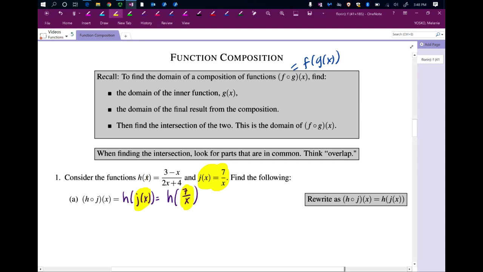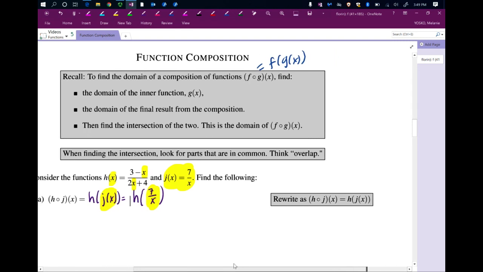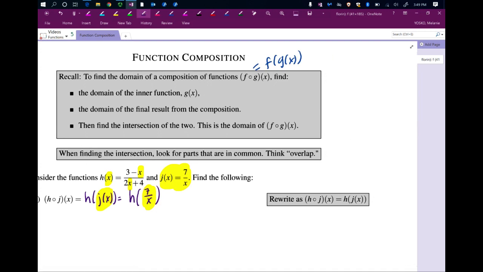Every time we see an x for h of x, notice this h of x is now h of 7 over x. We've replaced this x with 7 over x. So we're going to do the same thing here and here. And I'm going to remind you of an easy way to do this if this is hard for you. So let's do it over here. We're going to do some scratch work. You may not need to do this. If not, just skip past this.